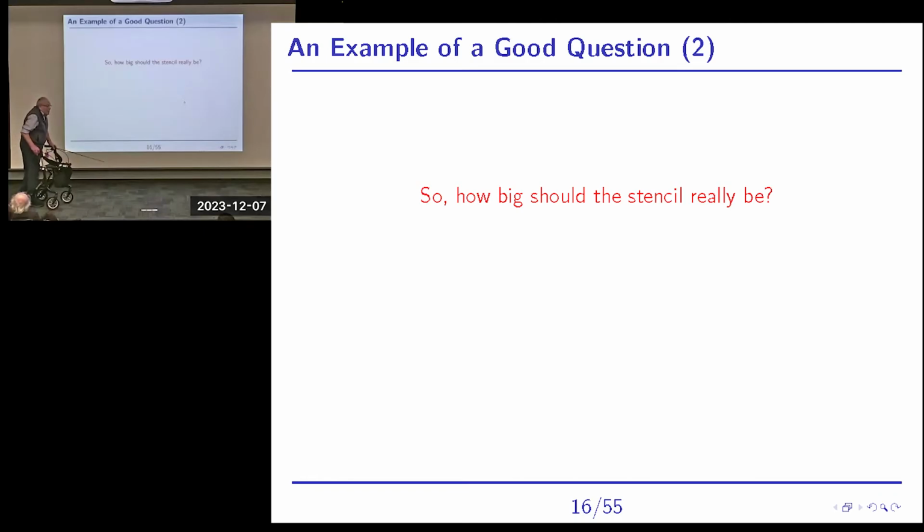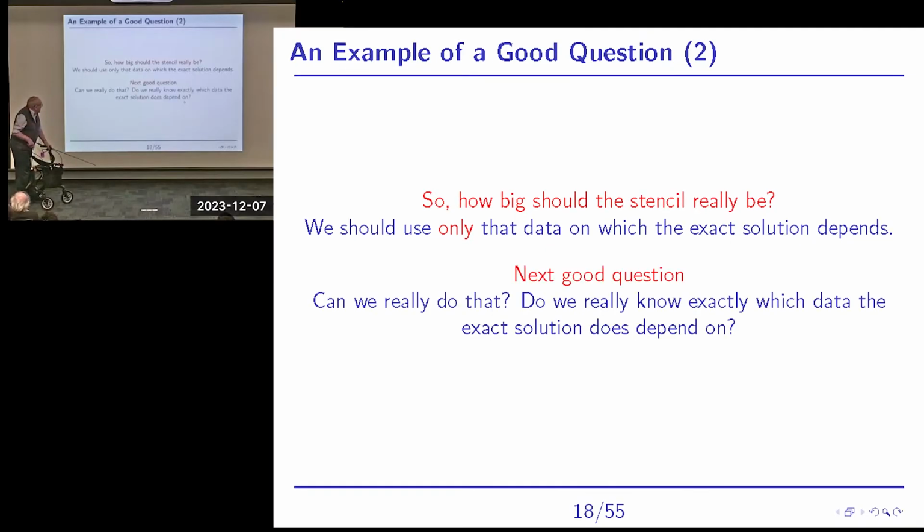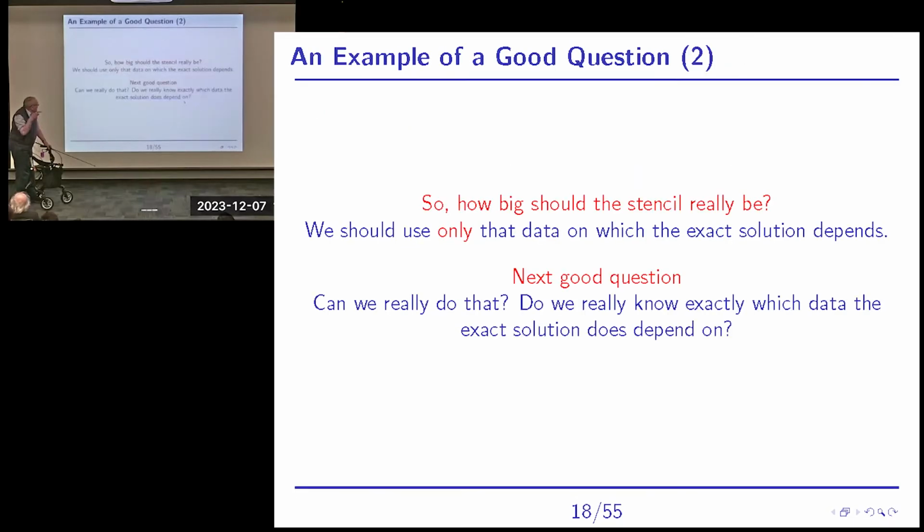And so how big should the stencil really be? So this is a philosophical question. We should use only that data on which the exact solution does depend. This is almost impossible, and we can do it in some cases. For instance, in linear advection in one dimension, we know exactly where the data comes from. Most problems are much more complicated than that.